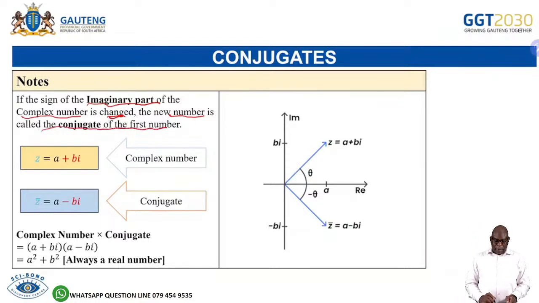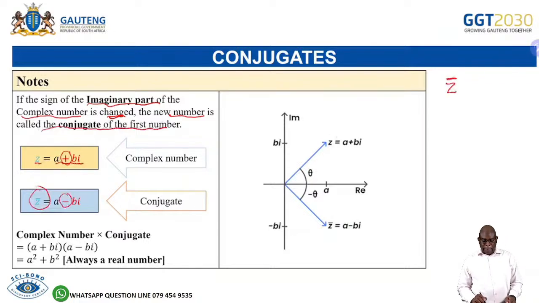Which means, if I've got z equals a plus bi, then I change the sign of the imaginary part. Then it becomes a negative if it's a plus sign. Then I write this in this order, so I now write it as z with a bar on top. So that is called a conjugate.